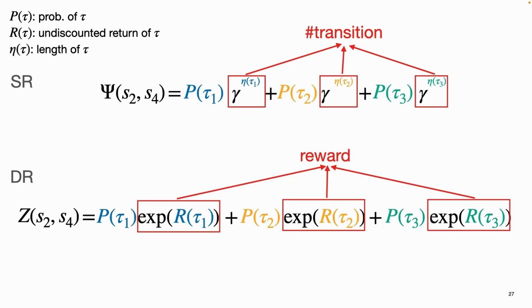We're assuming that both of these are computed with respect to a uniform random policy.